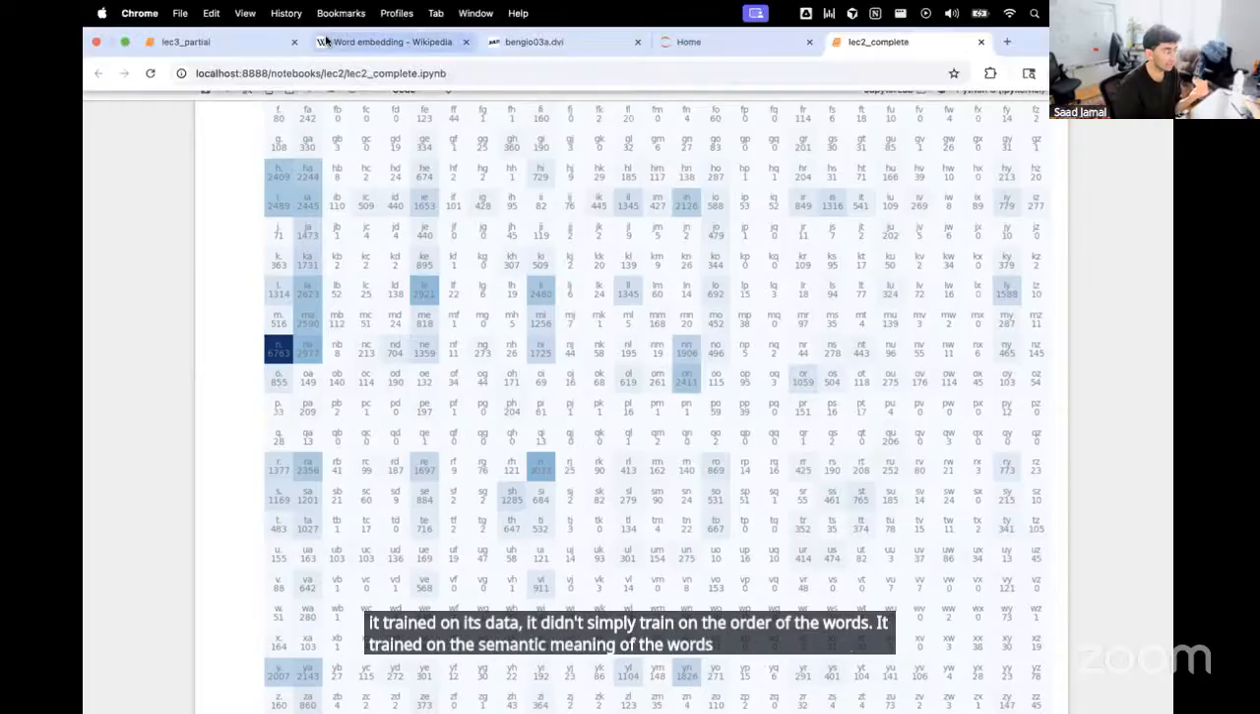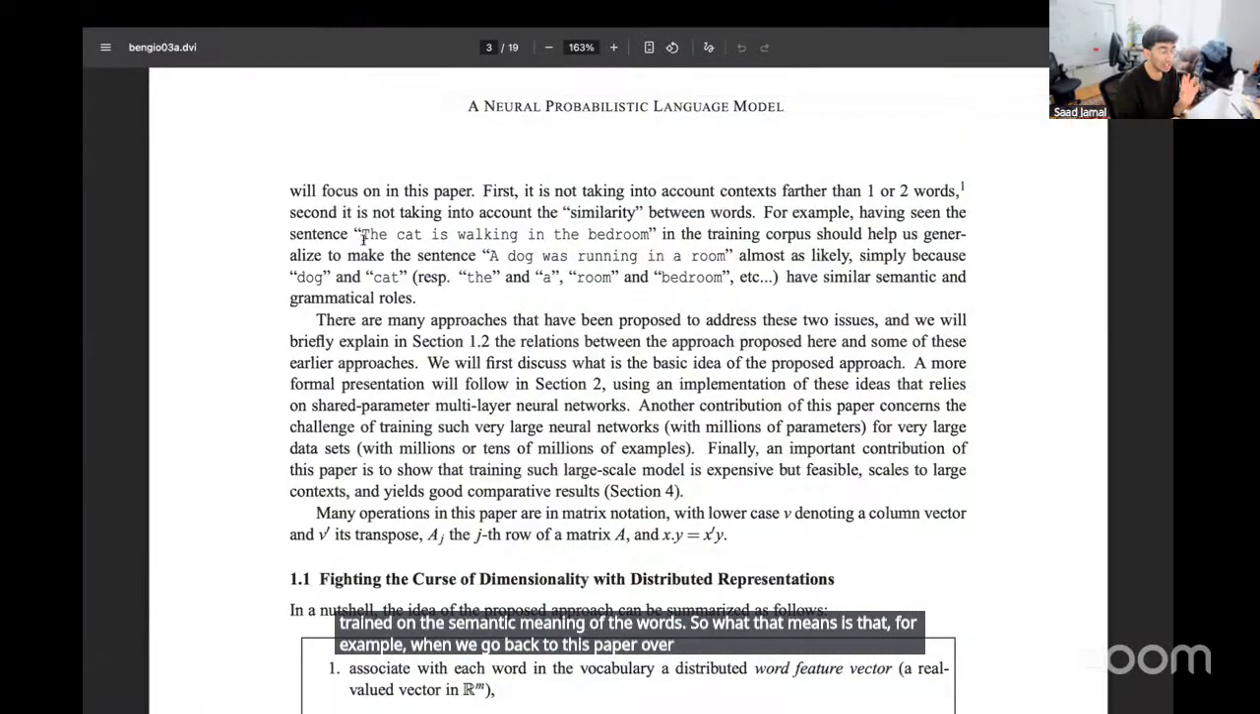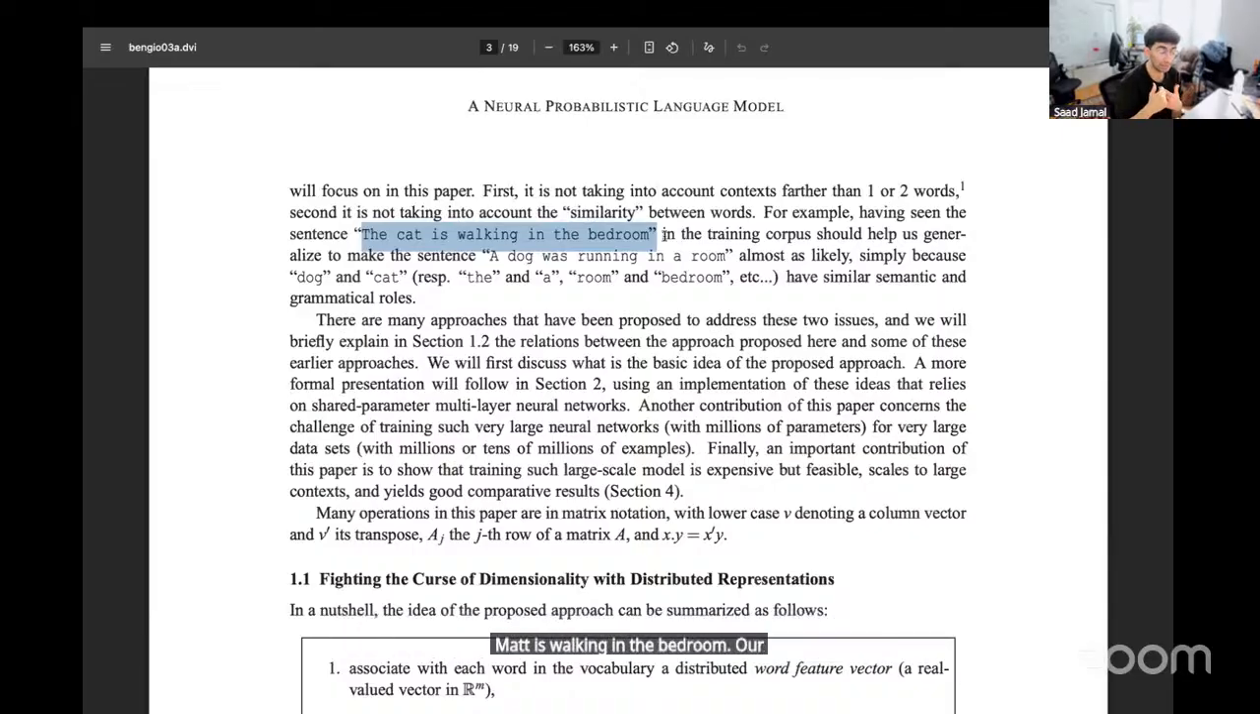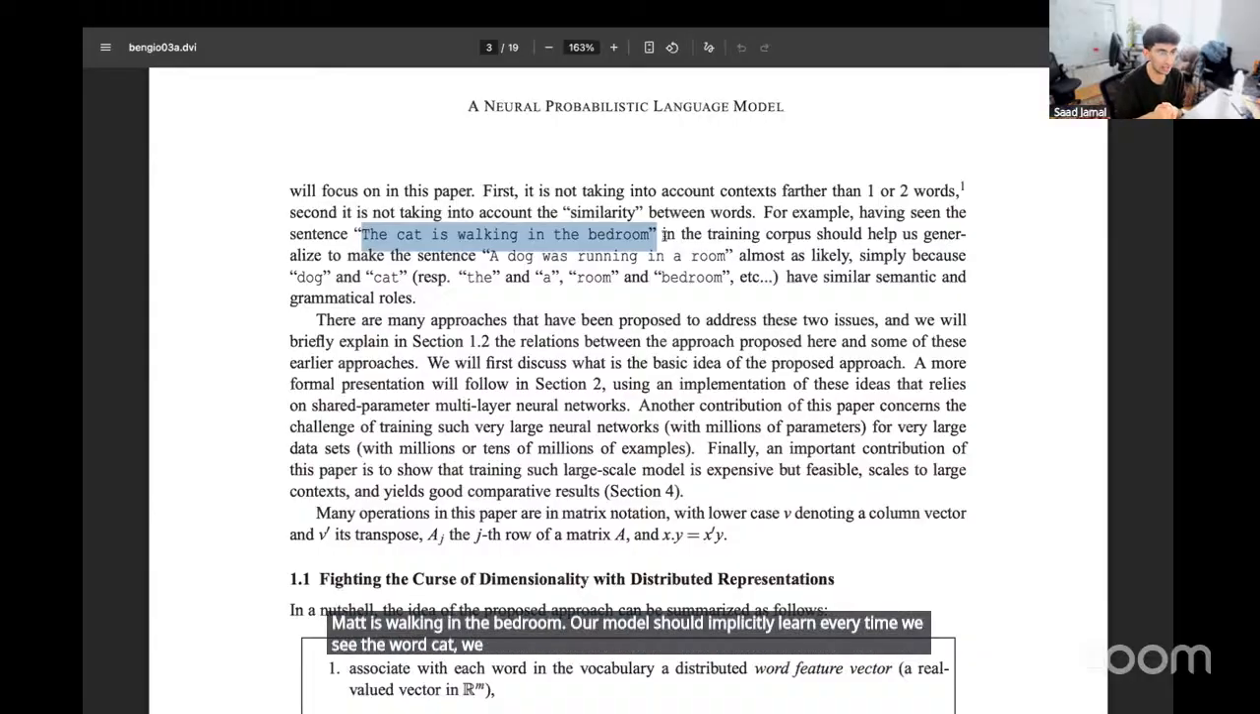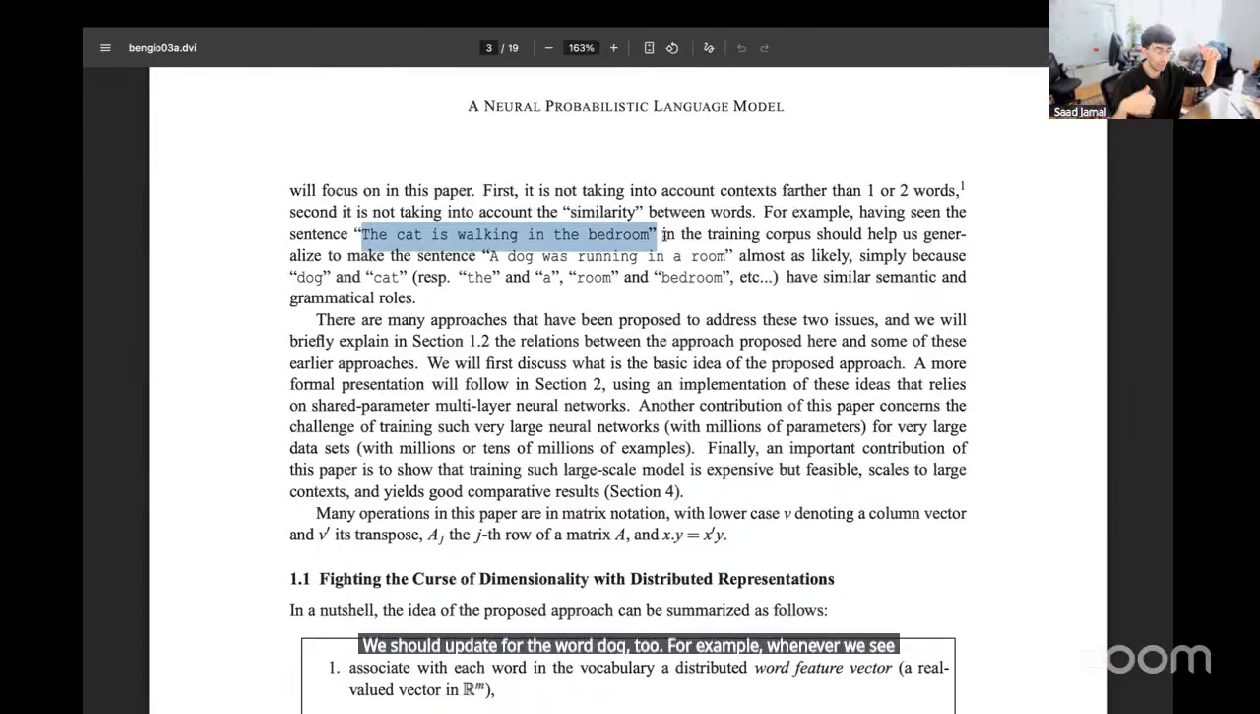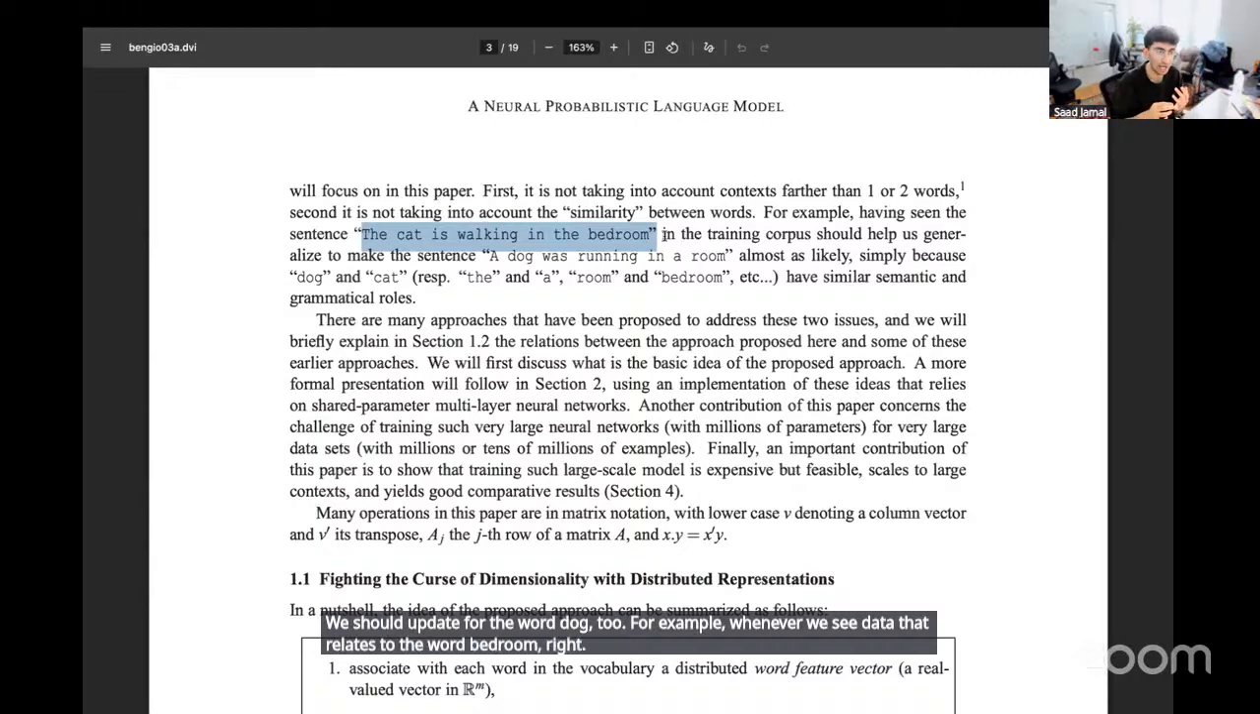So what that means is that, for example, when we go back to this paper over here, when we learned the joint probability distribution of "the cat is walking in the bedroom," our model should implicitly learn that every time we see the word cat, we shouldn't just update for the word cat. We should update for the word dog too. For example, whenever we see data that relates to the word bedroom, our gradients should not only update the embeddings for the word bedroom, they should also update the embeddings for the word room. So this is the key insight that Bengio came up with in this paper.